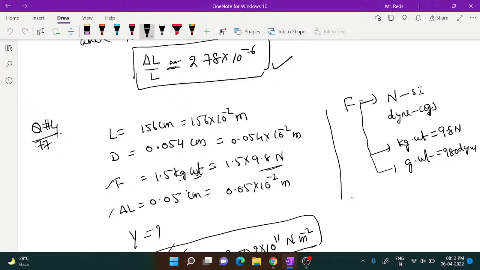Length of a metal wire is 10 centimeters when the tension in it is 20 Newton and 12 centimeters when the tension is 40 Newton. The natural length of the wire is asked. Length of the metal wire is this, and tension is this much. So that means the total length is L plus delta L.